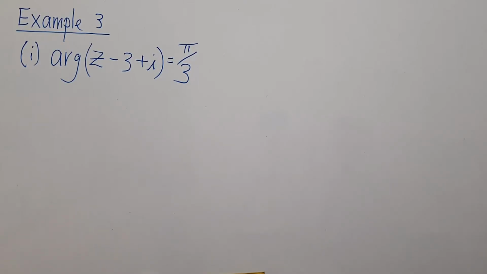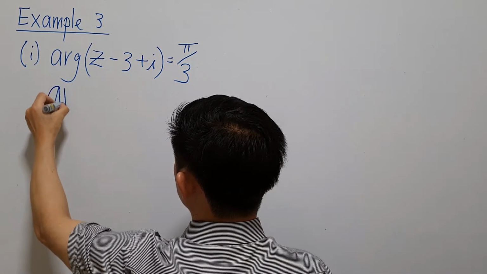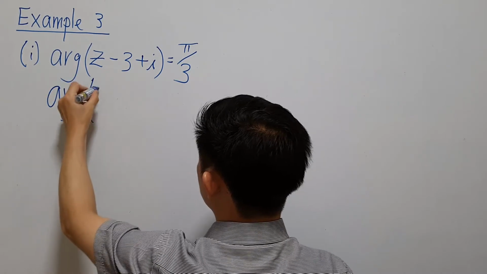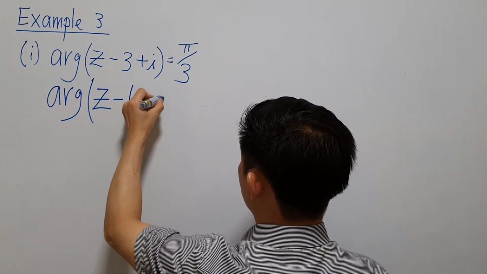In example 3, we are going to look into yet another group of loci. In this case, you are given an equation that deals with argument. Argument refers to the angle. And to understand this equation, what you need to do is, first and foremost, you want to rewrite this as argument of z minus 3 minus i.